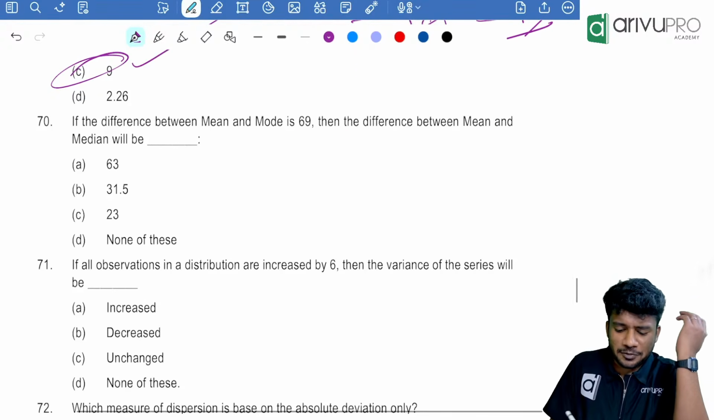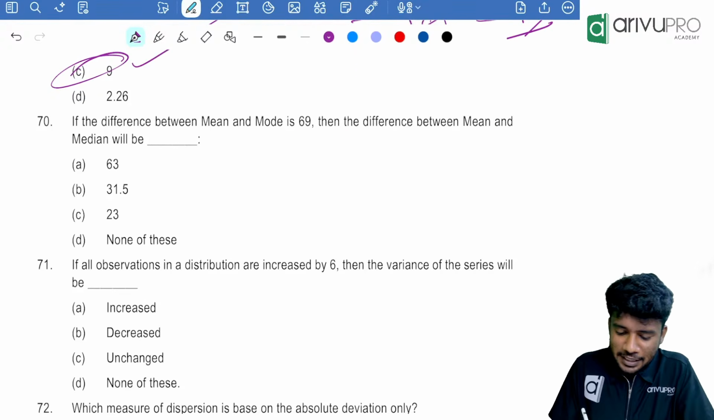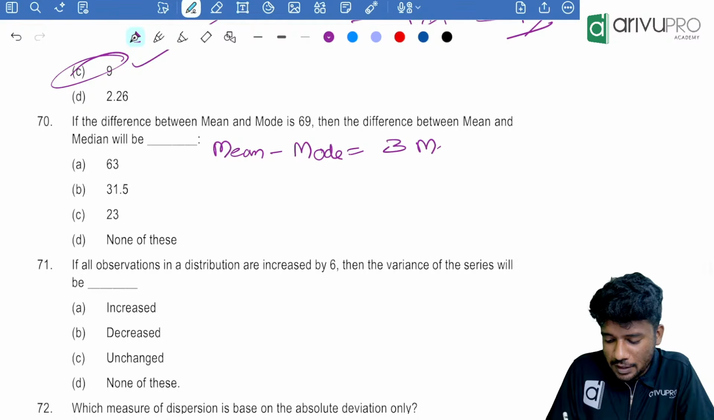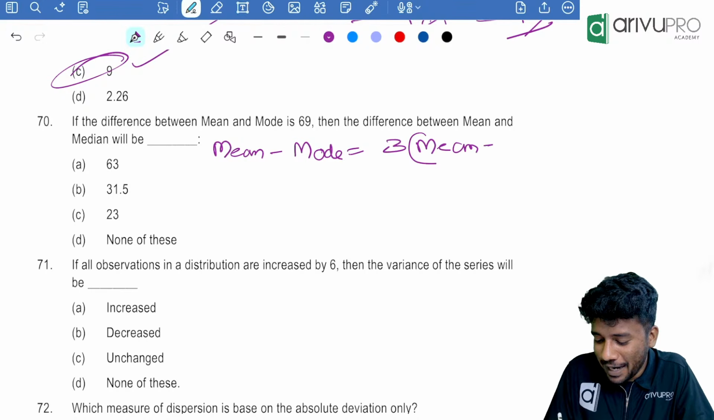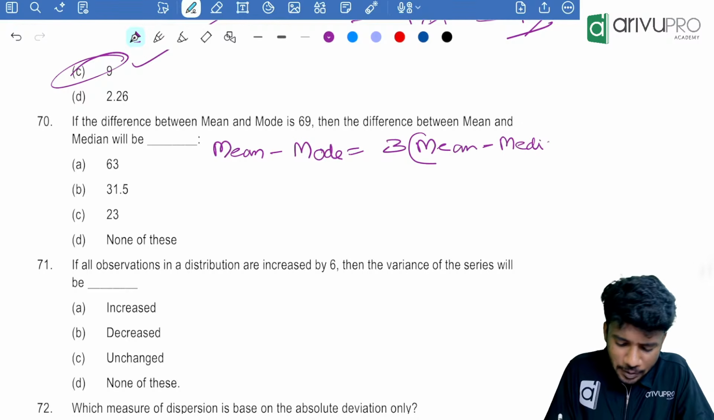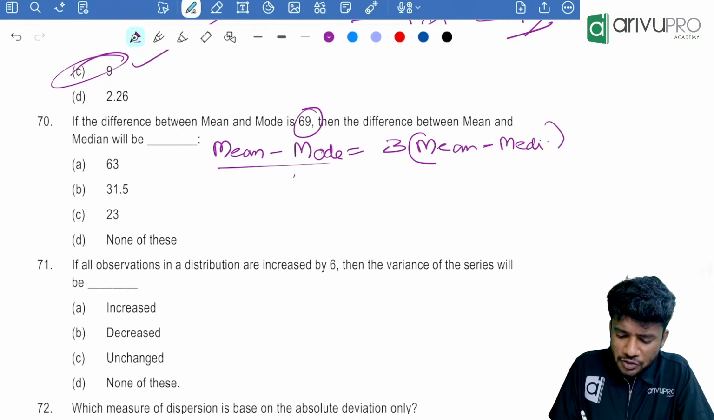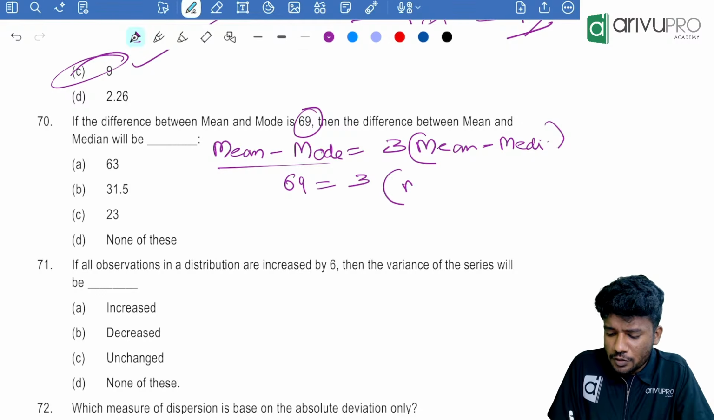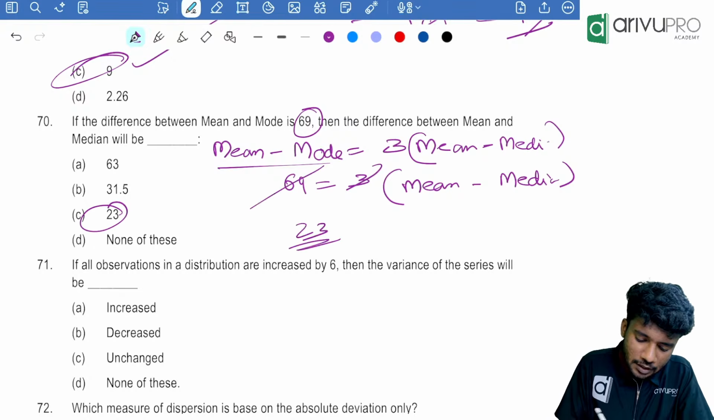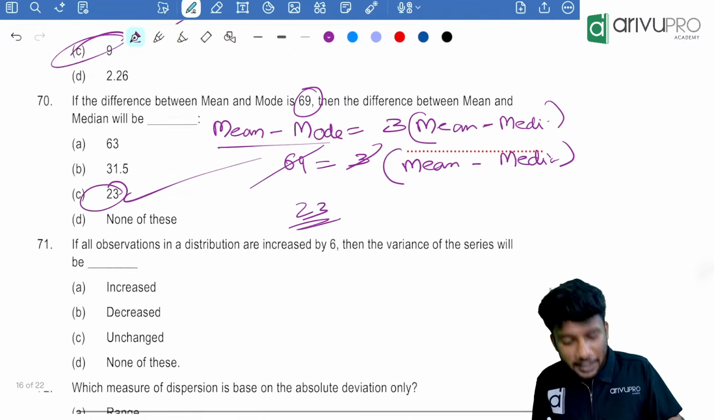Now people, difference between mean and mode is 69. That means mean minus mode is equal to 3 into mean minus what? Median. Now people, mean minus mode is given to be how much? 69, which is equal to 3 into mean minus median. Take your calculator, cancel. Answer is how much? 23. The difference between mean and median is 23.